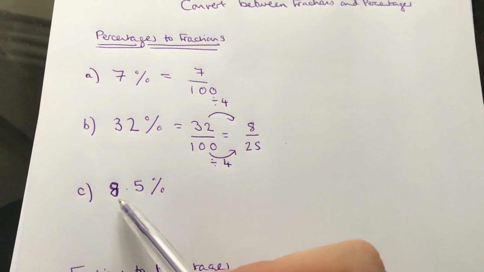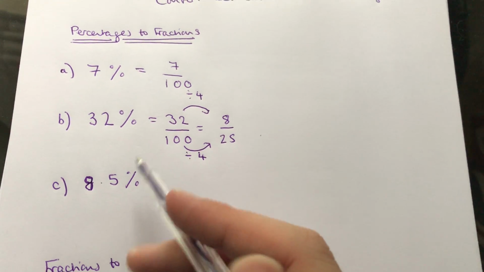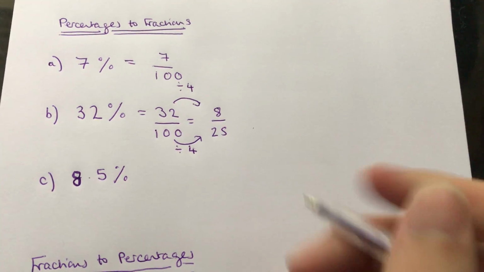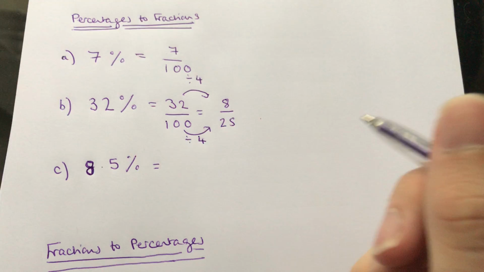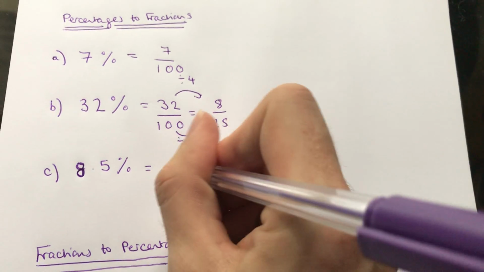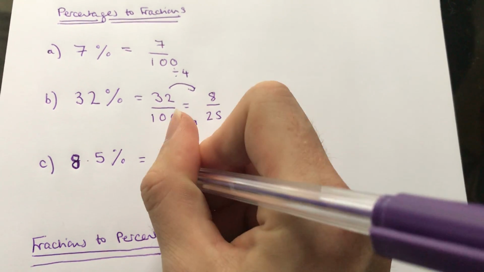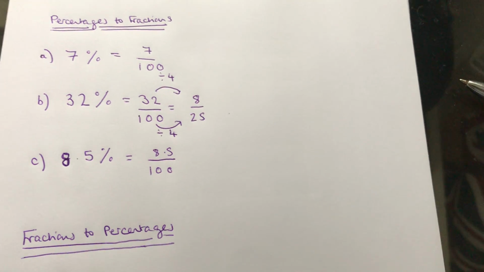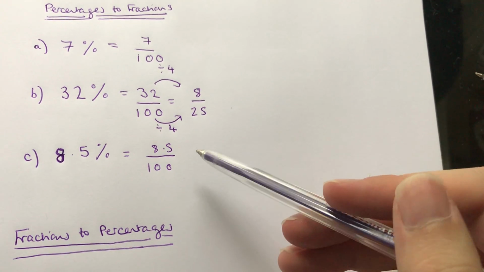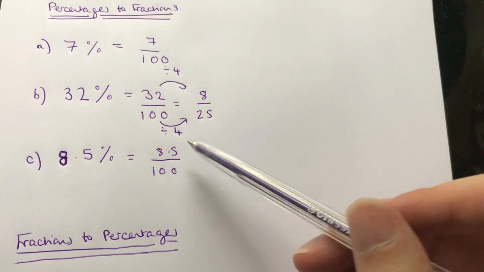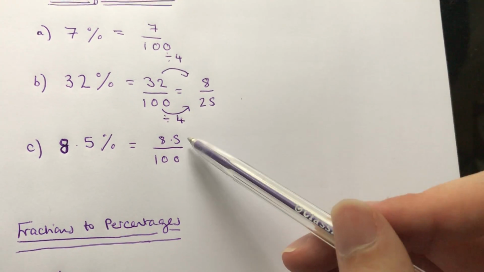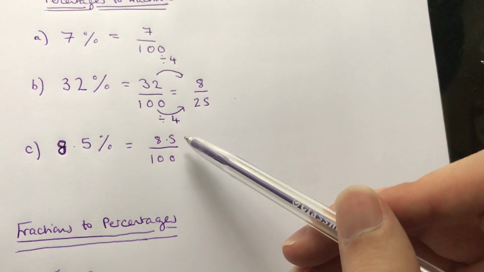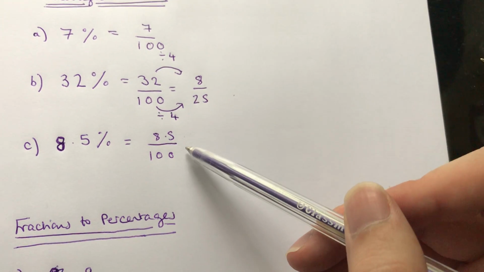Now, we've got 8.5%. Let's make it a bit clearer, 8.5%. Any percentage is a fraction over 100, so that's 8.5 over 100. But can we spot what's wrong about this fraction? This fraction isn't in its simplest form because there's a decimal and not a whole number at the top.